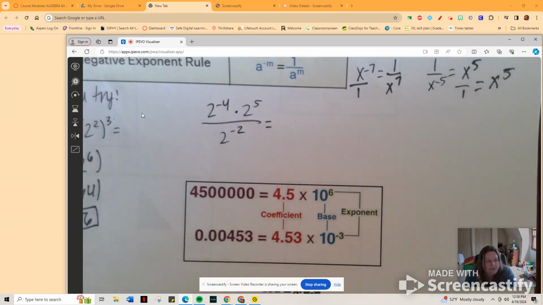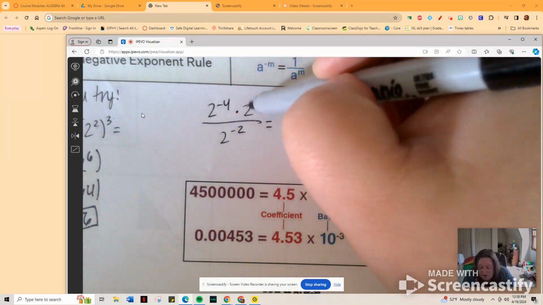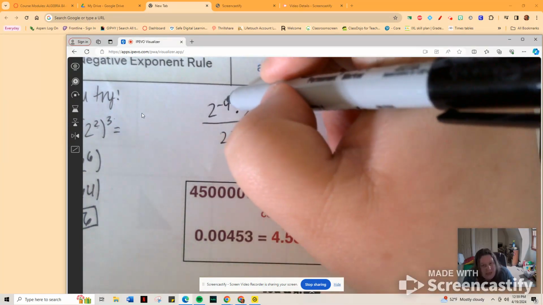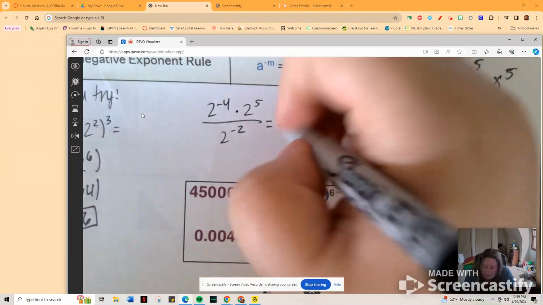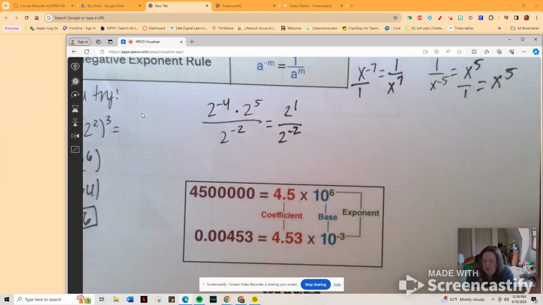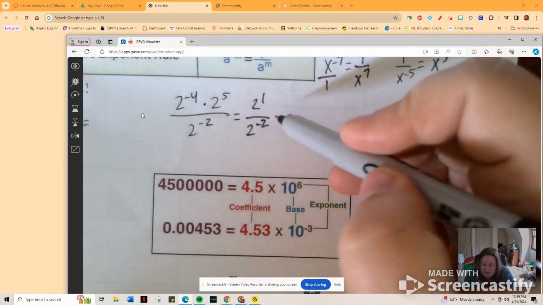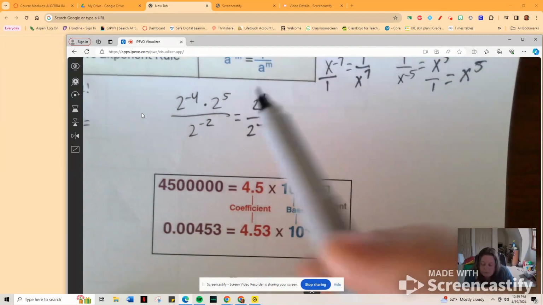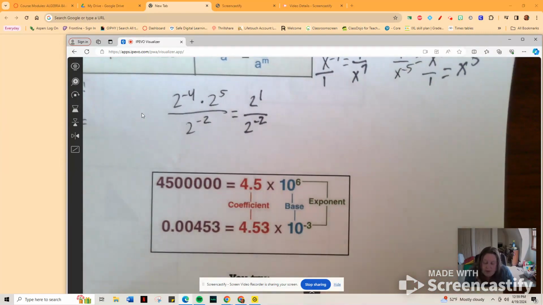Okay? All right, so looking at this next problem, I have to deal with the numerator first. I need to simplify the top so I have just one term at the top, and then we can continue on. So this is the product rule. So I keep my base, and I'm going to add my exponents. Negative 4 plus 5 is 1, and then I'm just going to carry over this 2 to the negative 2. So you could approach this next part in several ways. It is written as a fraction, so I could use the quotient rule. I also have a negative exponent, so I could make this positive first and then keep going.